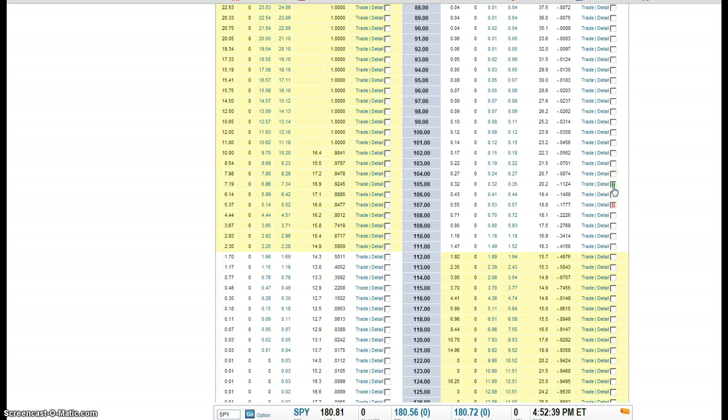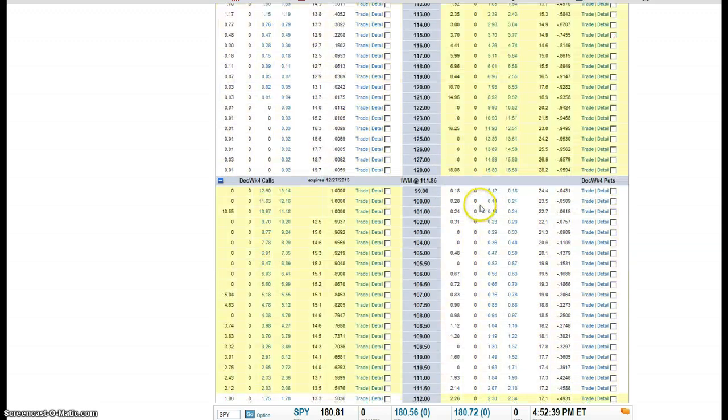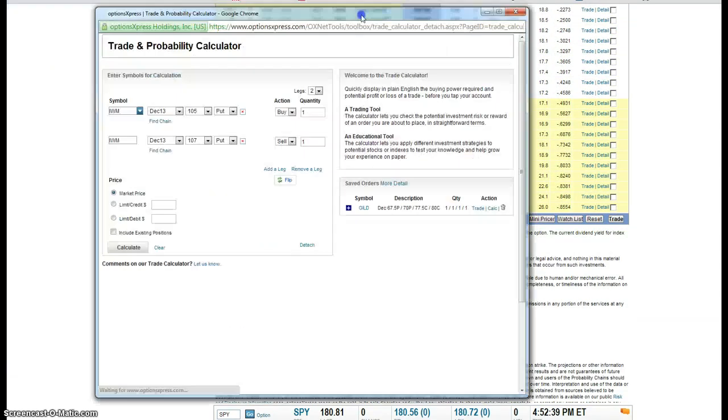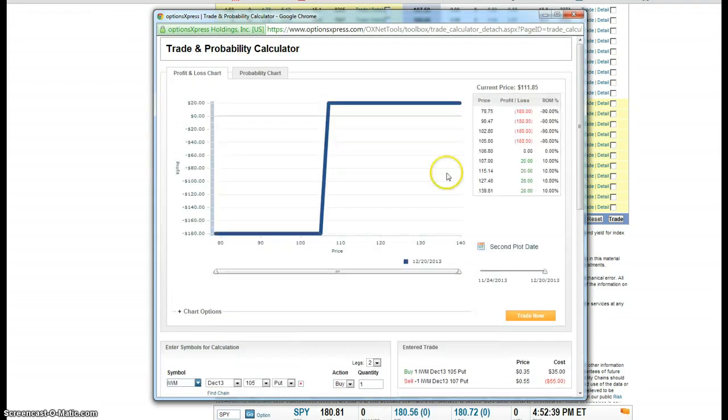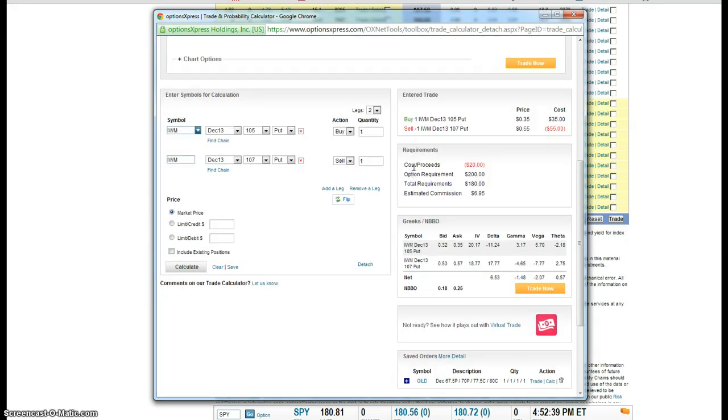Basically the premium we're going to collect is offset by our max risk, from 105 to 107, or $2. So $2 is $200 less the premium we collect. Let's take a quick look at that. Remember, this expires December 20th, and we're looking at collecting 10%, or $20. So you can see we're risking 180 to make 20, or just 10% between now and December, and we have a good chance of that happening based on the probabilities.